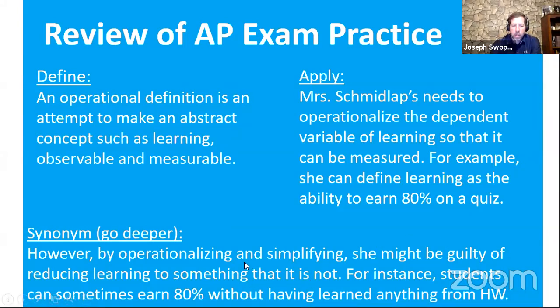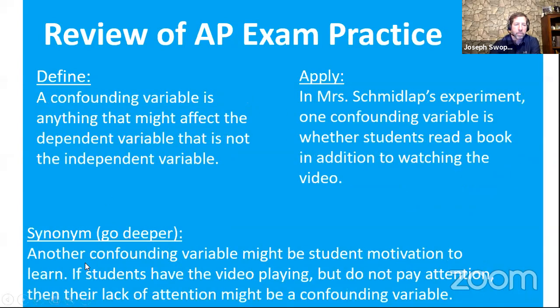So there's going to be the problem. I hopefully you can demonstrate that as you go deeper, as you discuss operational definition. We define it, we apply it, we give a synonym. Now we're going to look at confounding variable. We're going to define it as anything that might affect the dependent variable that is not the independent variable.